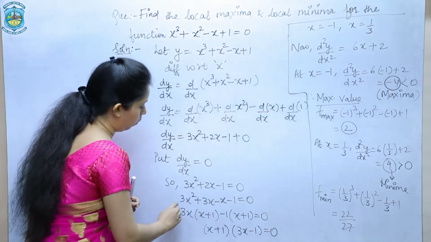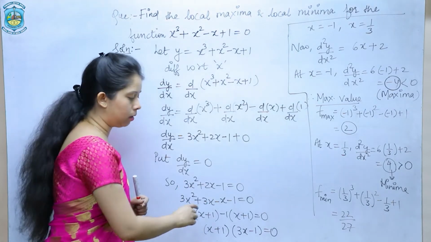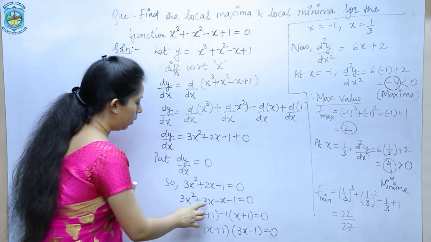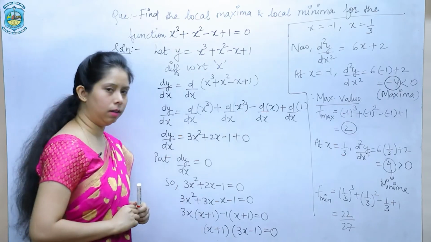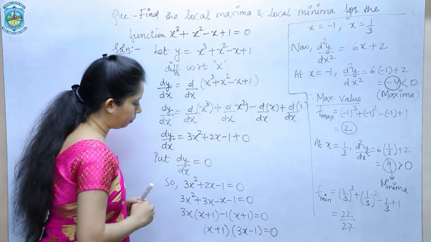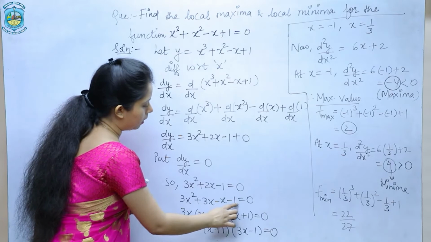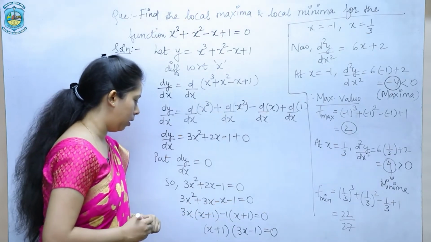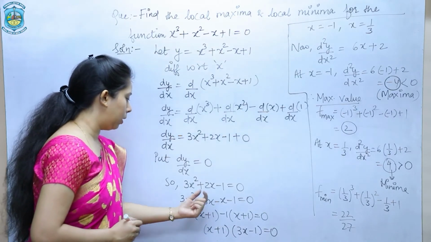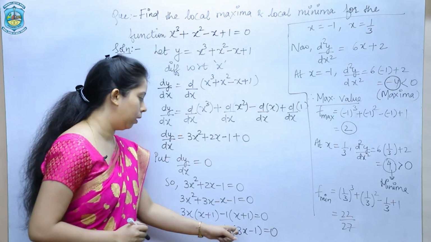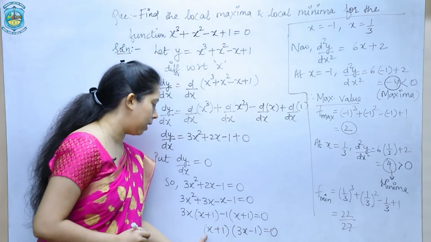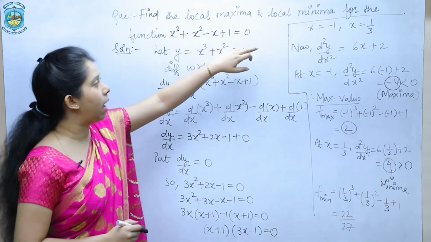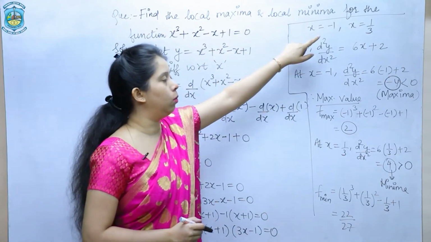So, on factorizing we get 3x square plus 3x minus x minus 1 is equal to 0. Taking 3x common from the first and the second term, we will get x plus 1. Similarly, taking minus 1 common from the last two terms, we will get x plus 1 is equal to 0. Now, taking common, so we will get x plus 1 into 3x minus 1. So, these are the two factors and that is equal to 0. From here, we will get the value of x as minus 1 and 1 by 3.